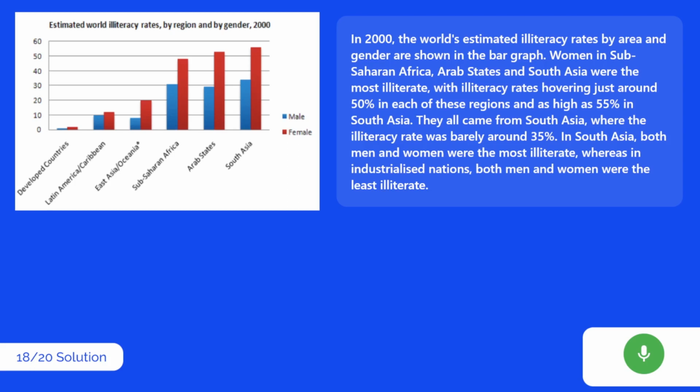In South Asia, both men and women were the most illiterate, whereas in industrialized nations, both men and women were the least illiterate.